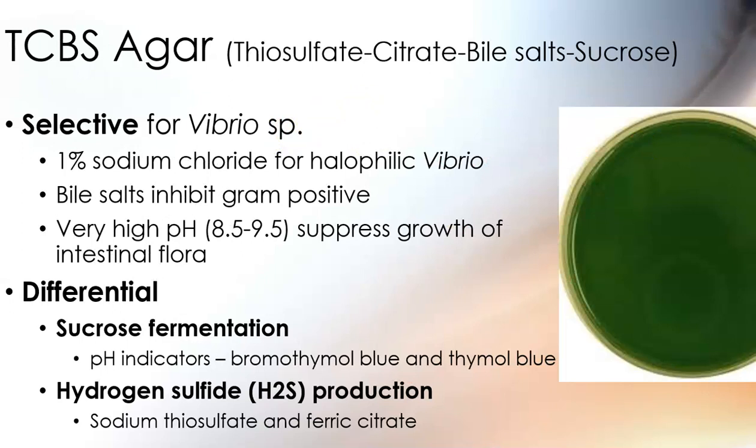TCBS, the thiosulfate citrate bile salt sucrose agar. I always forget the sucrose. Sucrose is important because what is it that we're looking for? Sucrose fermentation. But thiosulfate, that should give you a clue, right? H2S production. Citrate, so it's got the ferric citrate. Notice it's ferric something, right? It's not ferric ammonium citrate this time, it's just ferric citrate. With that thiosulfate, sodium thiosulfate, black for any H2S. Bile salts will help to inhibit the gram positives.